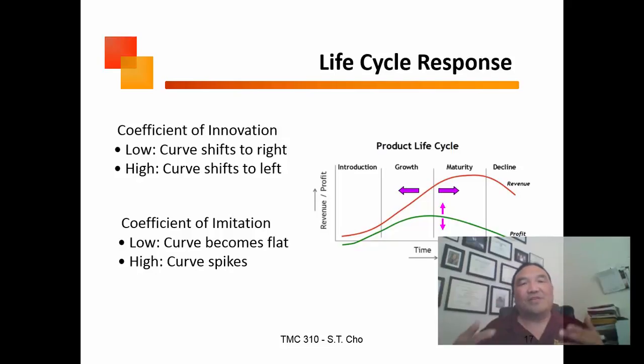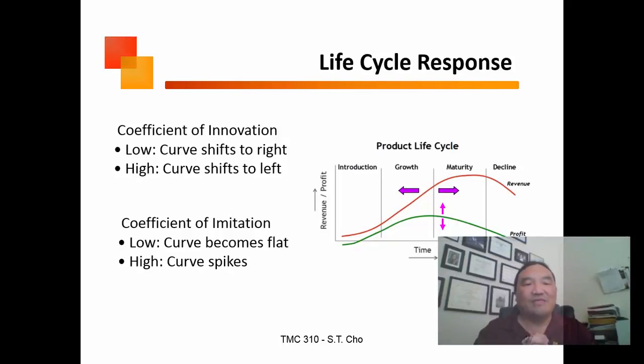Okay, so continuing on our talk about product development, the thing is, in terms of the life cycle, do I have innovations or innovators, or are my customers mostly more like imitators? And what happens is, if I have a lot of innovation, naturally I have a lot of early buyers. And if I have a lot of early buyers, my curve is going to shift to the left. If I don't have a lot of early buyers, people who want to try things, it shifts to the right.